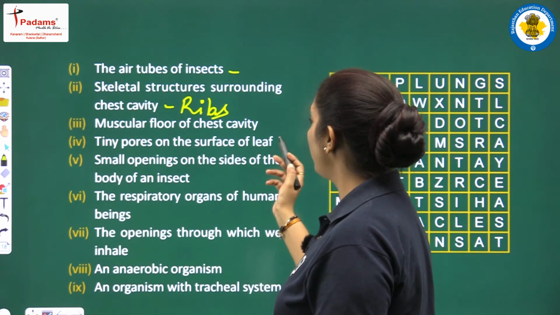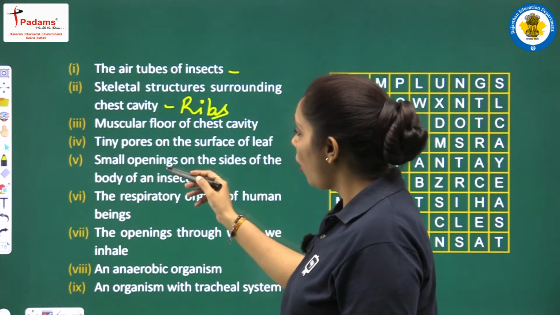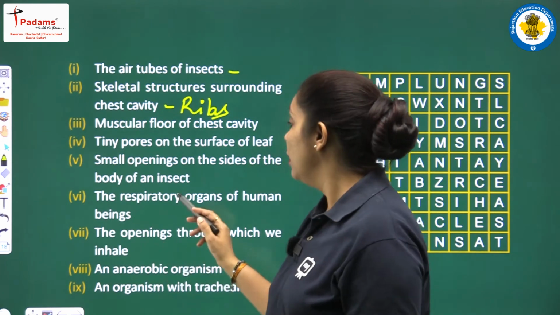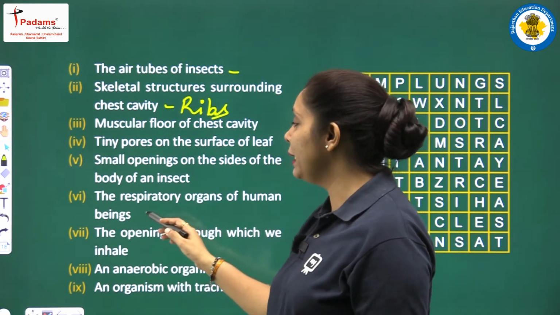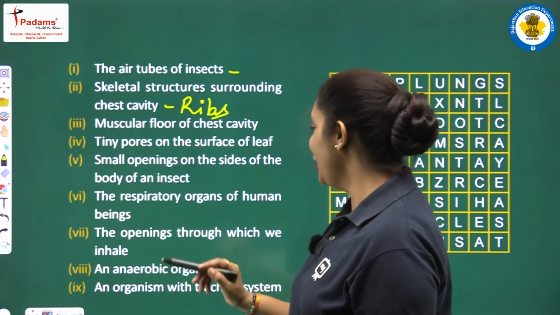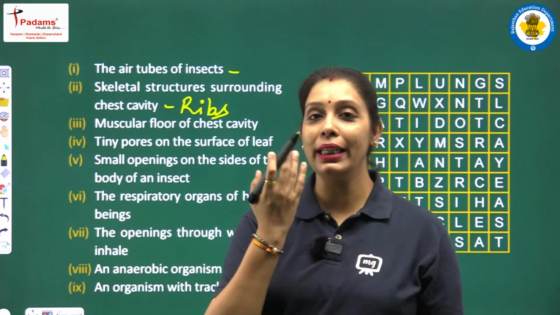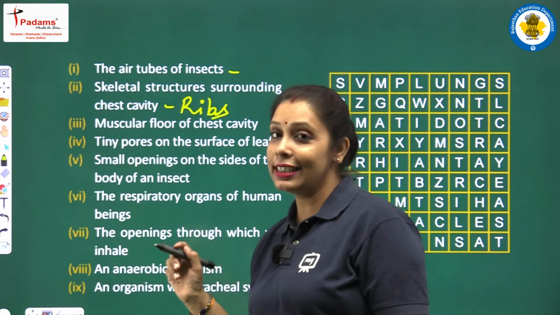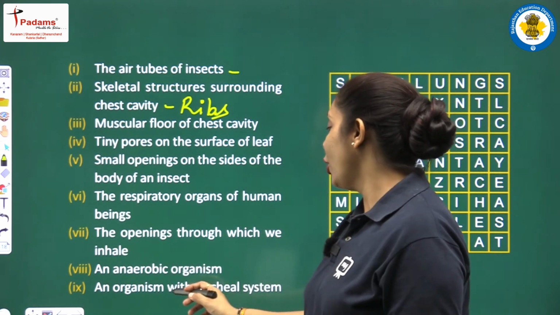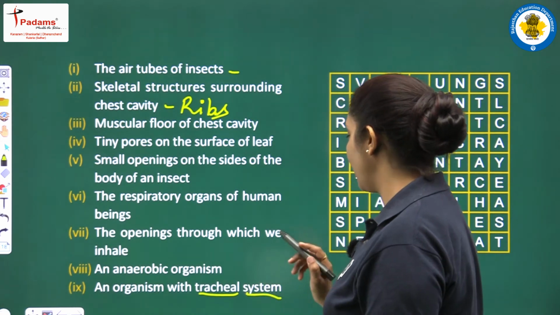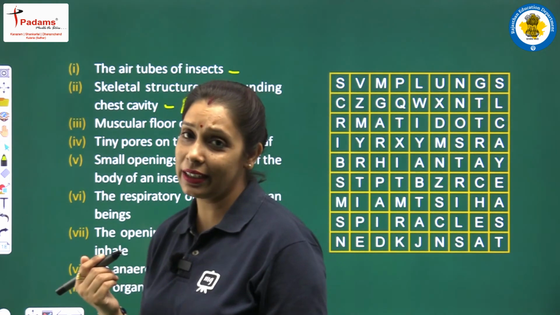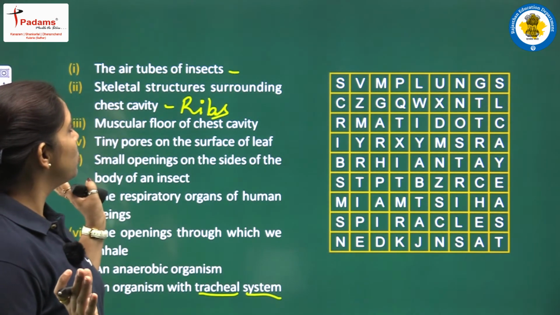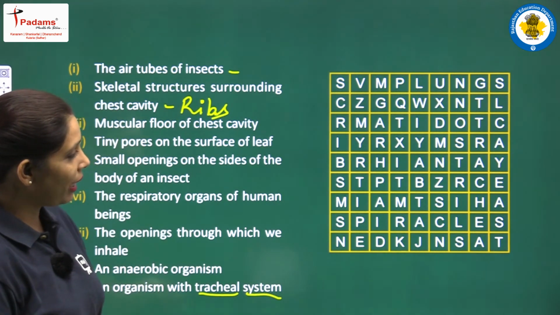Tiny pores on the surface of a leaf, stomata. Small openings on the sides of the body of an insect. Yes, we call them spiracles. The respiratory organ of human beings, lungs. The opening through which we inhale. Yes, we inhale with the help of nostrils. An anaerobic organism. Yes, it is the easiest one, yeast. An organism with tracheal system. Okay, tracheal system से तो हमारे पास बहुत सारे insects हैं, isn't it? So first we will find the air tubes of insects, that is known as trachea.